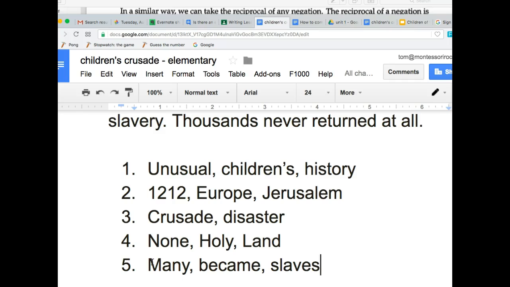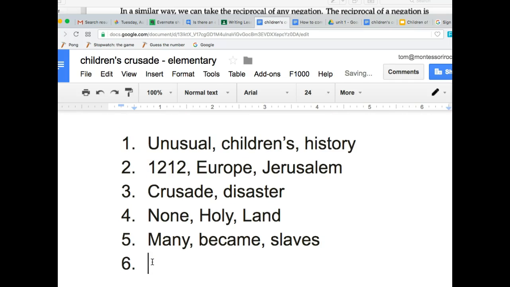Thousands never returned at all. "Thousands gone." You can do "thousands died," right? So thousands of children died. Yeah, I mean, you can add your own words. And so now we say thousands never returned. So they died. Okay?